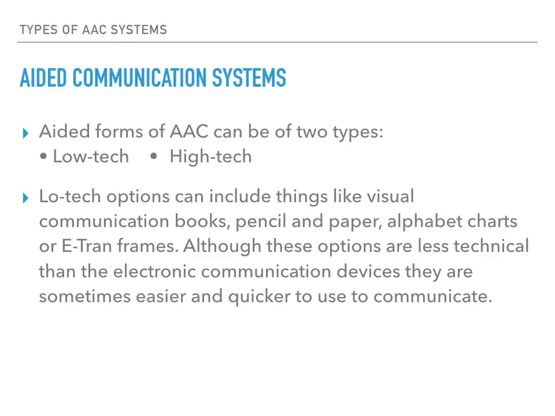Aided forms of augmentative and alternative communication systems can be divided into two further types, that is, low tech and high tech. Low tech options include things like visual communication books, pencil and paper, alphabet charts, or E-Tran frames. Although these options are less technical than electronic communication devices, they are sometimes easier and quicker to use to communicate with other persons.